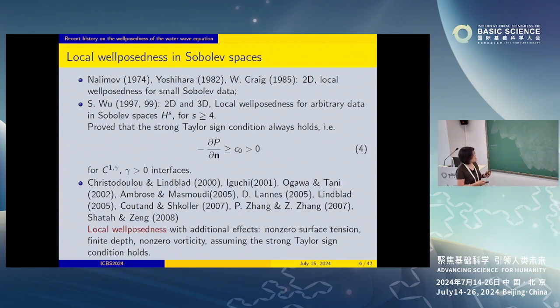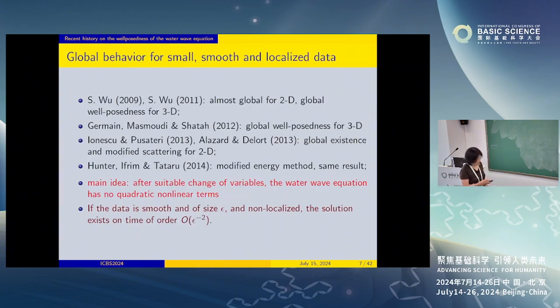But in all these situations, the Taylor sign condition doesn't hold automatically. So you just assume that the strong Taylor sign condition holds, and then you can solve it for some finite time. Okay, by now there's also a lot of work on the global behavior for small, smooth, and localized data.